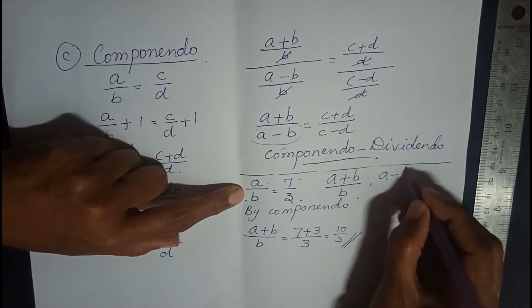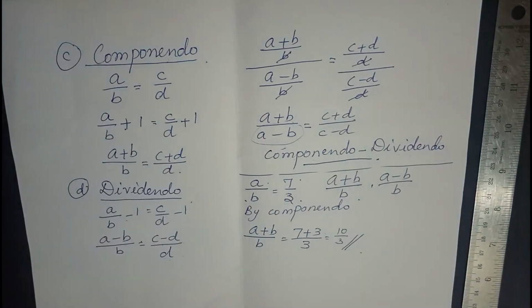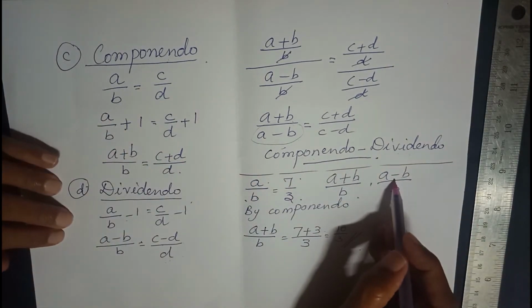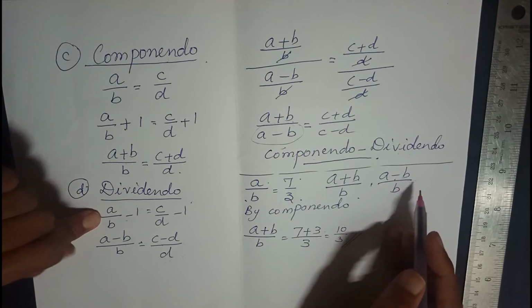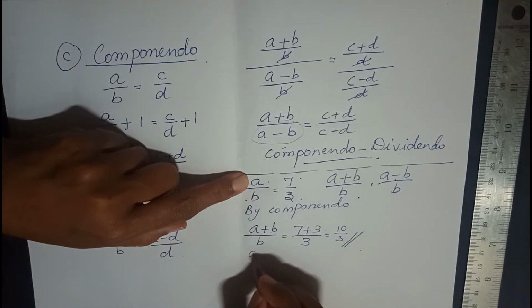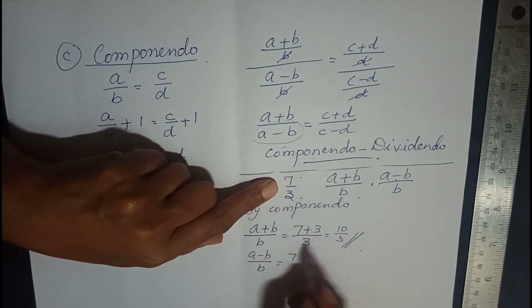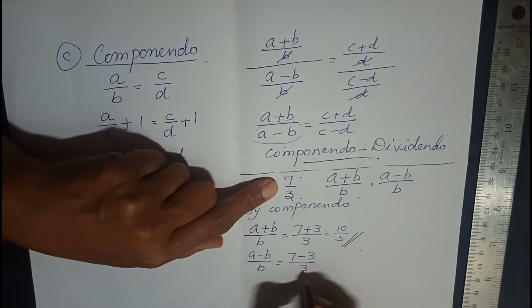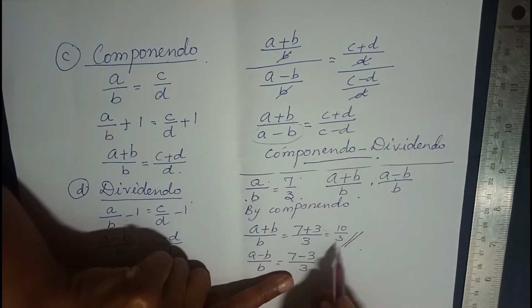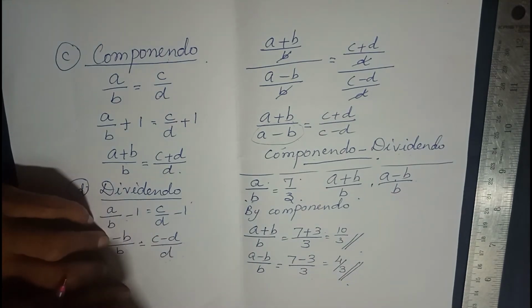So that becomes our answer. Similarly, if I want to find out a minus b upon b, now here you can see we have subtracted the denominator. So it is nothing but dividendo. So a minus b upon b, here also will be 7 minus 3, numerator minus denominator upon the denominator as it is. So answer will become 4 upon 3. Right?